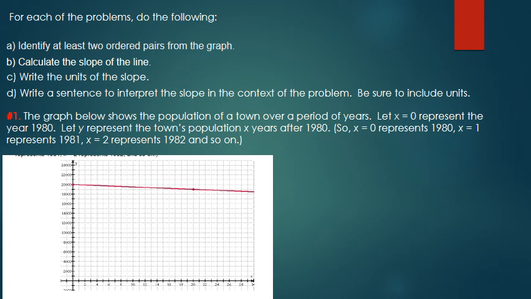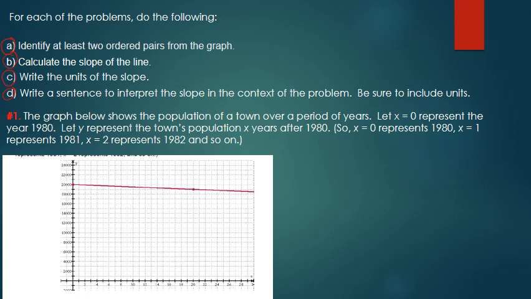For each of the problems that we're going to do next, we have 4 things that we're going to do. A is to identify at least 2 ordered pairs from the graph. B is calculate the slope of the line. C is write the units of the slope. And D is write a sentence to interpret the slope in the context of the problem. Be sure to include units.